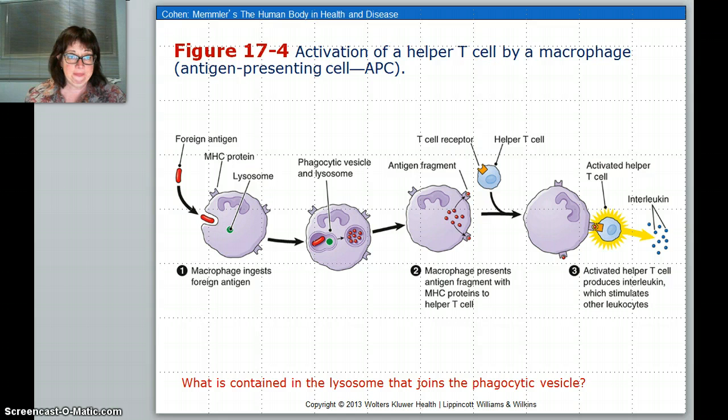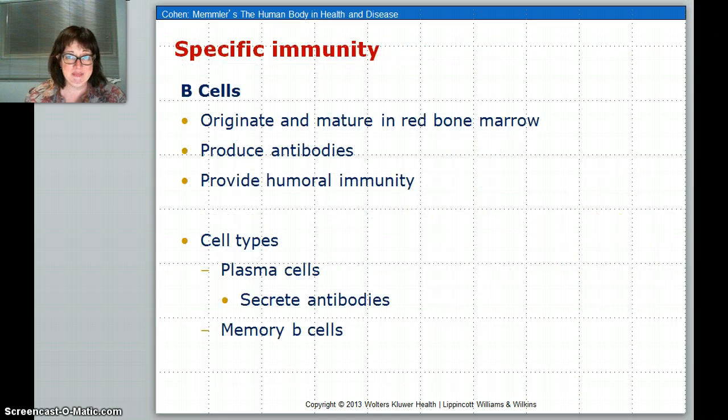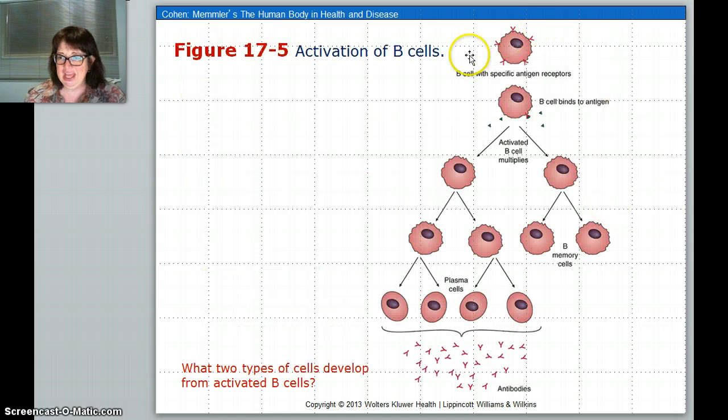Specific immunity also has B cells. B cells originate in the bone marrow. They produce antibodies, and they produce a humoral immunity, which means it's the immunity in the blood. They have specific cell types, and those cell types are called plasma cells and memory B cells. The big thing we're going to look at here are the antibodies. When you look at it, the B cell has specific antigen receptors.